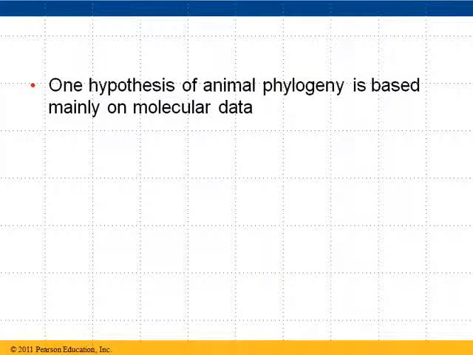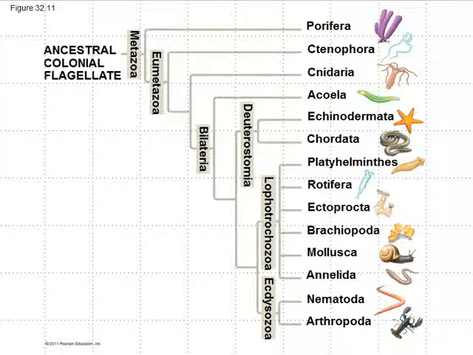If you look at molecular data, one hypothesis of animal phylogeny based mainly on molecular data looks slightly different. So if you wanted to compare the two, you could, but you'll find that there are some slight differences between these two. So depending on what set of data you're looking at, you can divide these different animals in slightly different ways.